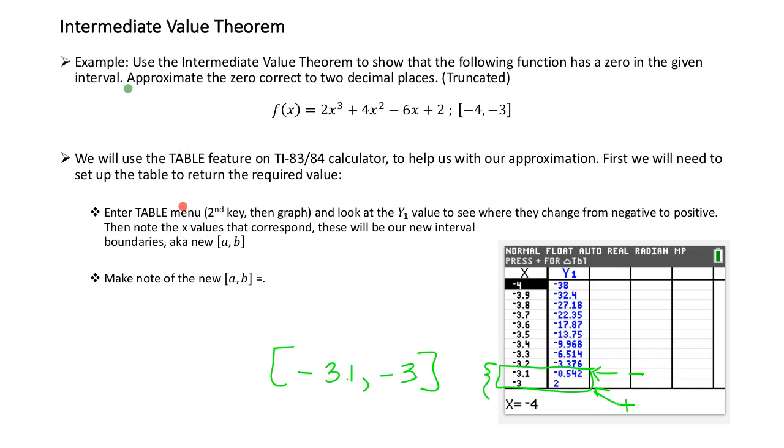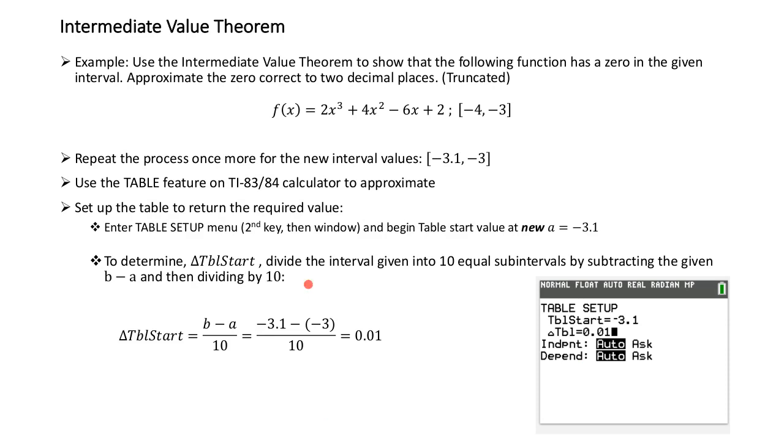Now that we have those values, we are going to repeat this process one more time. I prepared this a little ahead of time because I knew what was coming, just to make it a little better for you as you're watching this. So I have these two new values of negative 3.1 and negative 3. I'm going to once again use my table feature and that menu. I'm going to start at the new A, so make sure you replace your A with negative 3.1.